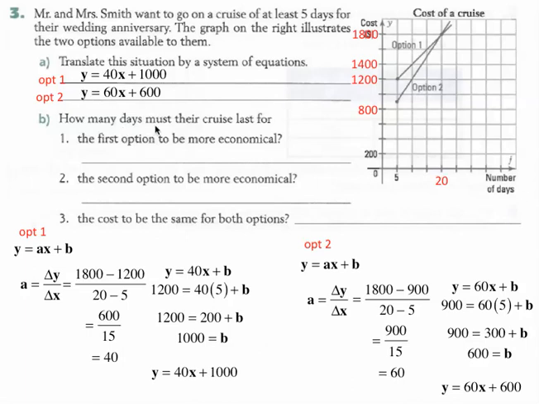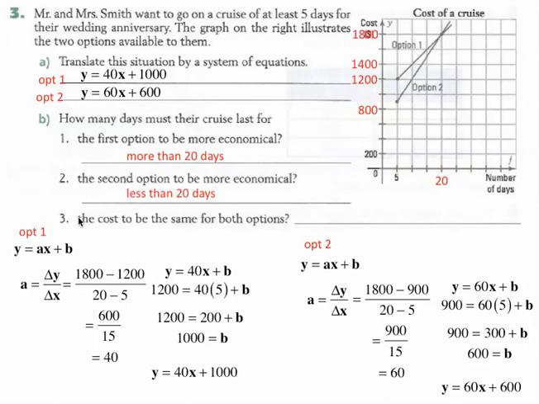All right, how many days must their cruise last for the first option to be more economical? Okay, so the first option is more economical, is cheaper after day 20. Okay, so the cruise has to last longer than 20 days. All right, the second option to be more economical. The second option is anywhere from day 5 all the way up to day 20. Okay, so the second option is cheapest up until 20 days. Okay, less than 20 days.